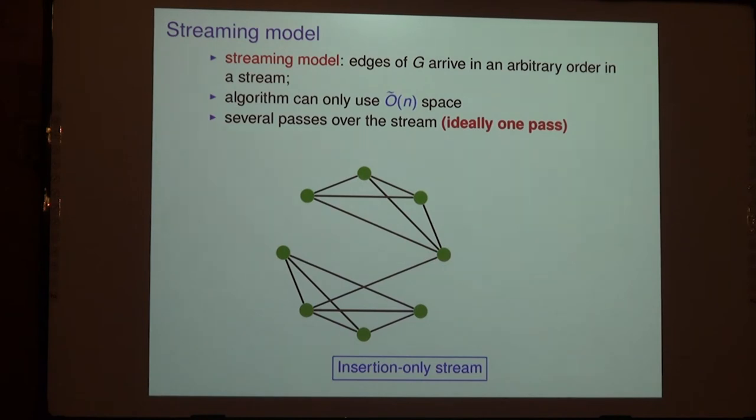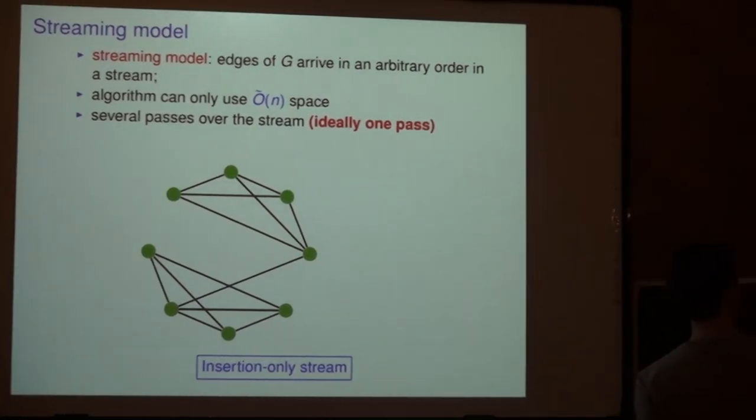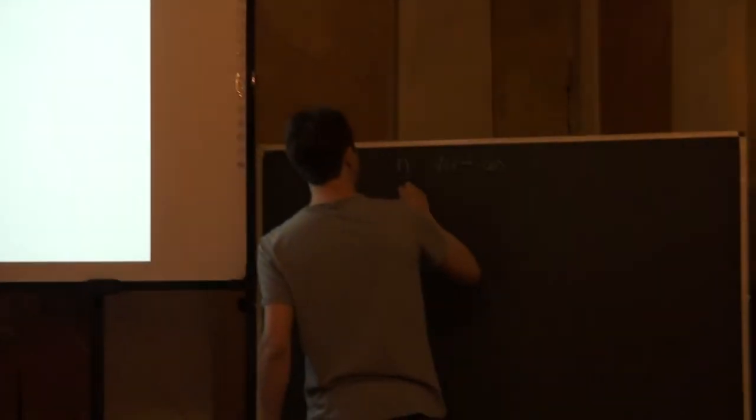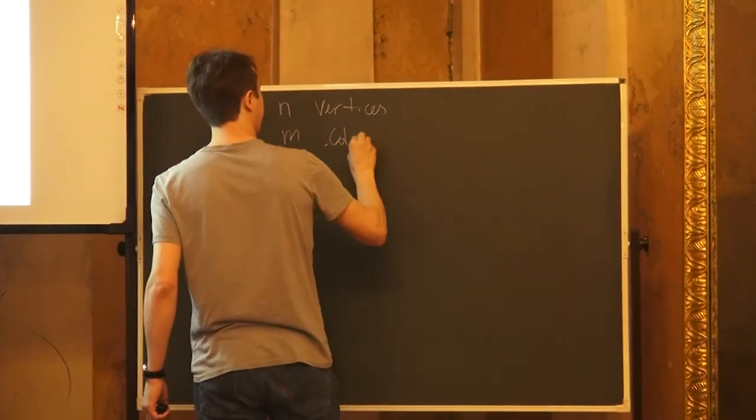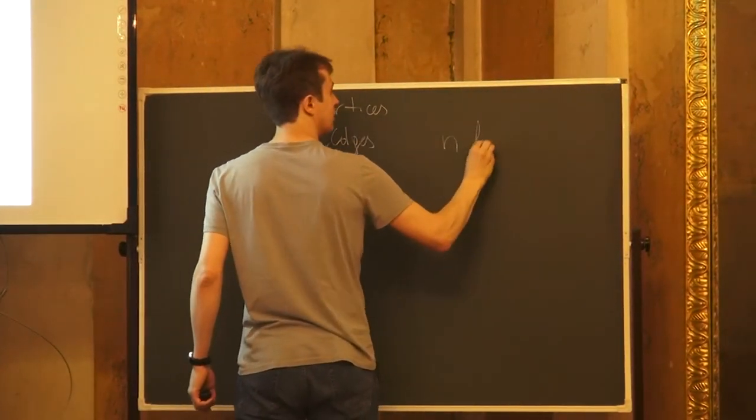So now, of course, the catch is that the graph might have many edges. And the algorithm cannot just store the entire graph and solve the problem offline. So the catch is that in the graph streaming model of computation, we think of the algorithm as being able to use only O tilde n space, so n poly log n space. So there are n vertices, m edges, and n poly log n space.